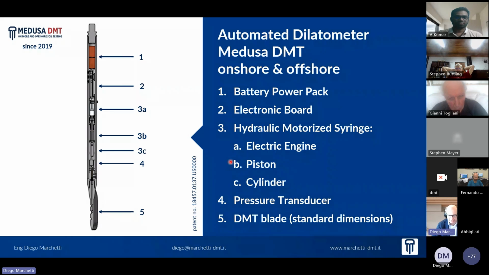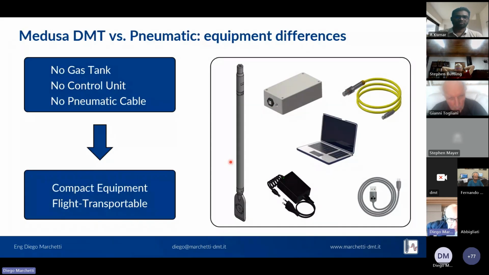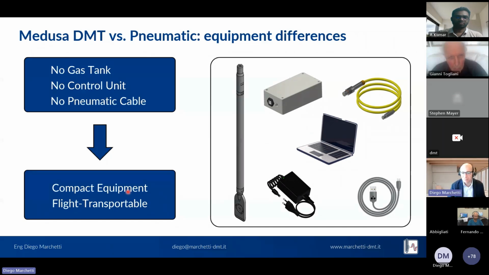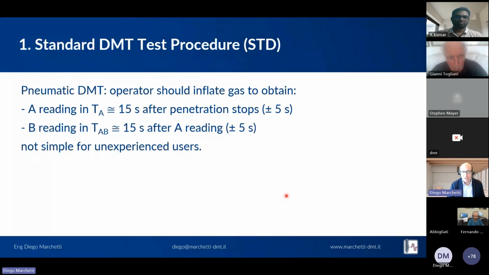and deflating with gas. The Medusa DMT does not require, compared to the pneumatic DMT, a gas tank. It does not require a control unit nor a pneumatic cable, nor does it require the operator to inflate and deflate. The equipment is very compact and it is flight transportable to any part of the world. Now, let's look at the test procedures with the Medusa DMT.